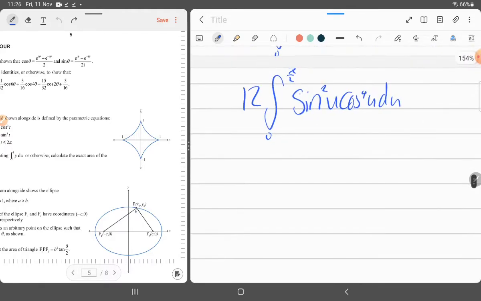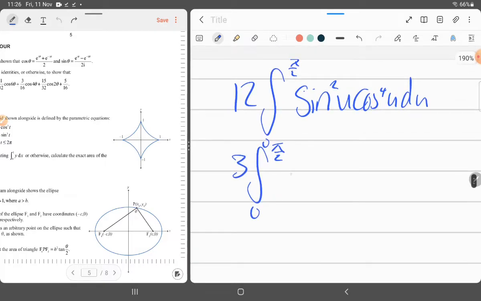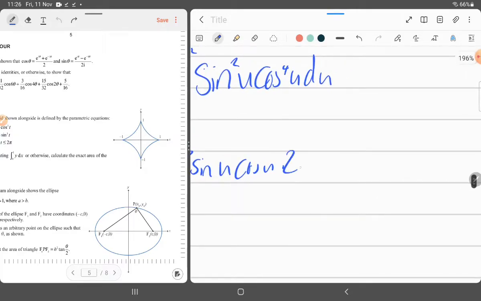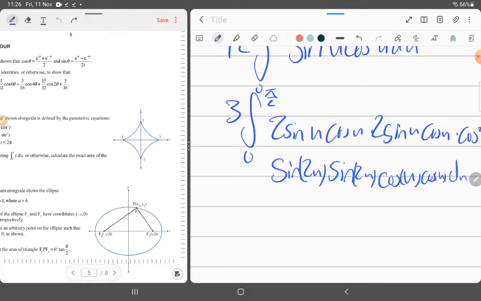So we can get 2 out from here, so 3 over 2 from 0, so 2 sine u cosine u times 2 sine u cosine u times cosine squared u du, integral of that. So sine 2u times sine 2u cosine u du, integral of that from pi over 2 to 0, 3.